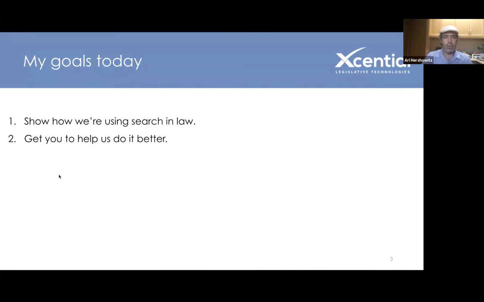So I have two goals today, and I hope by keeping them small, I can achieve them. First, I want to talk about how we're using search in legal applications. Would love to get your comments or questions, thoughts about it. Legal technology tends to be a little different from what you're used to in standard data applications, because the data we work with is words and structured documents.